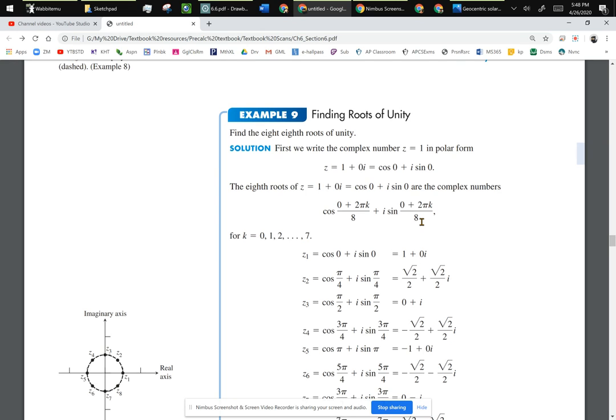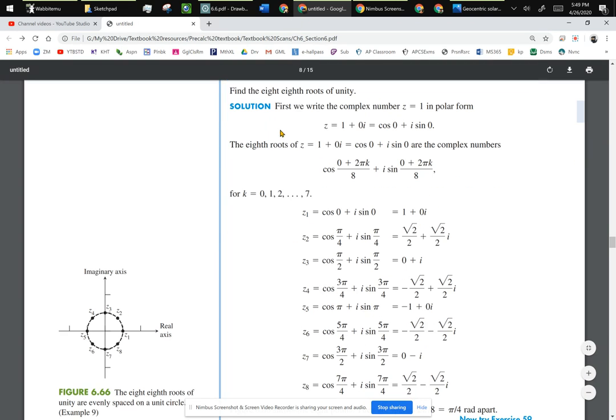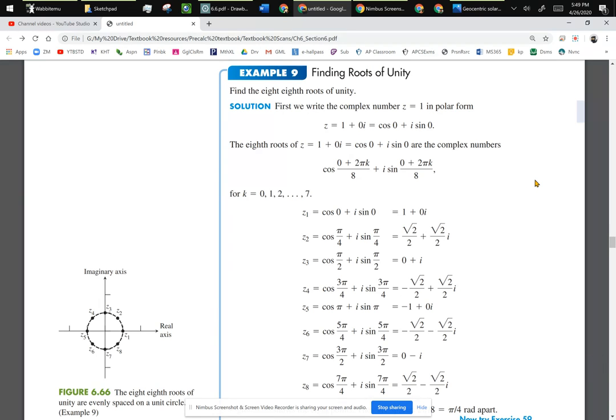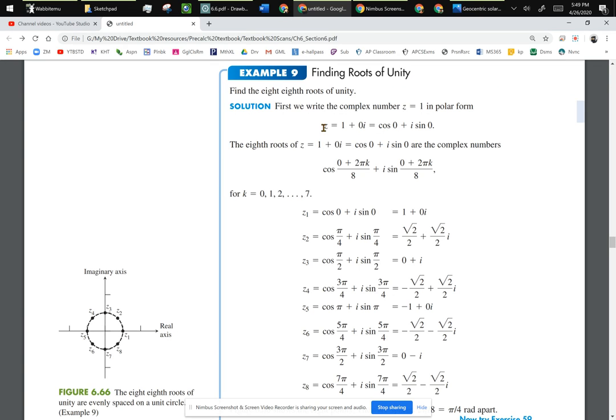Example 9 is the high and mighty roots of unity, because we are taking the roots for 1. And if you take the 100th root of 1 or 1000th root of 1, it's 1, but you have all these complex answers that also get you 1. And so you just want to make sure you understand that a real number 1 could be written as 1 plus 0i with a 0 imaginary component.